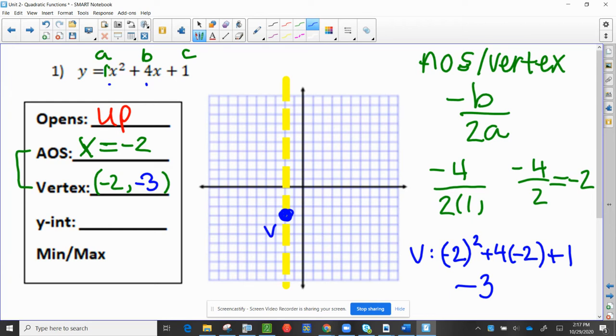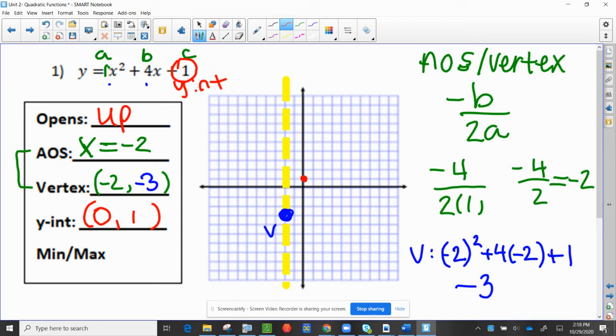The next thing we're going to find is the y-intercept. This is probably the easiest part of this whole thing because the y-intercept is what happens when we plug in 0 for x. If I plug in 0 for x, it's 0 squared plus 4 times 0 plus 1. Just as a little hint, your y-intercept is always your constant term. My constant term here is 1. So I plot that y-intercept.